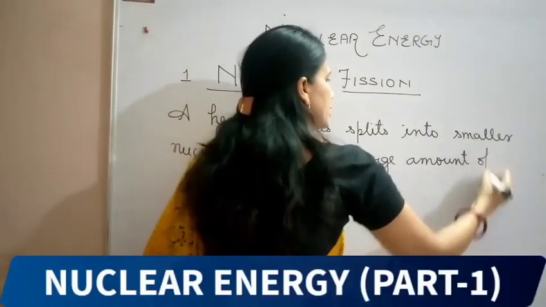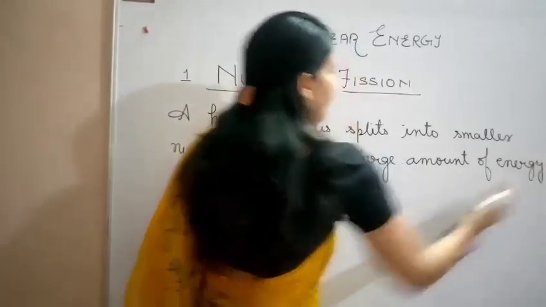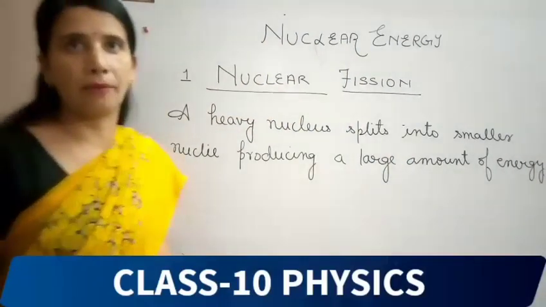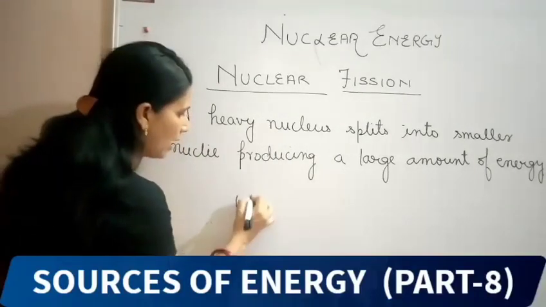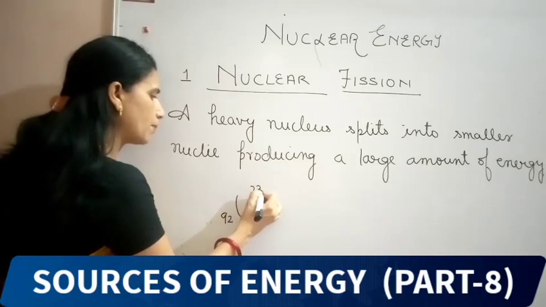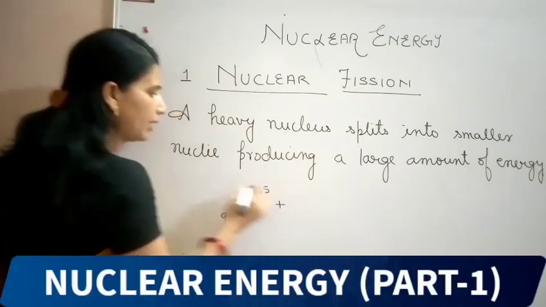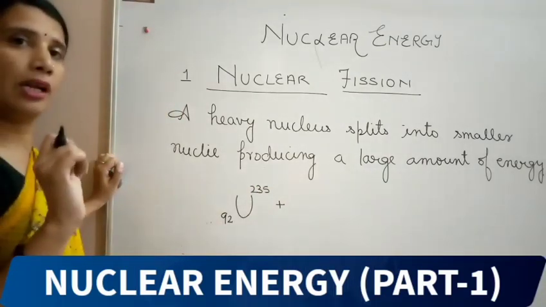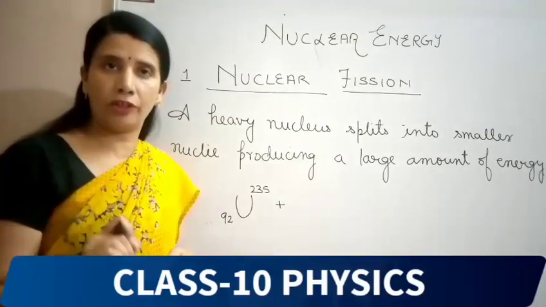So what happens in a nuclear fission reaction? A heavy nucleus like uranium. The nucleus of uranium is a heavy one, so its atomic number is 92 and atomic mass is 235. We should write it over here, but for convenience I am writing here. Uranium 92. The nucleus of uranium 92 is a heavy nucleus.